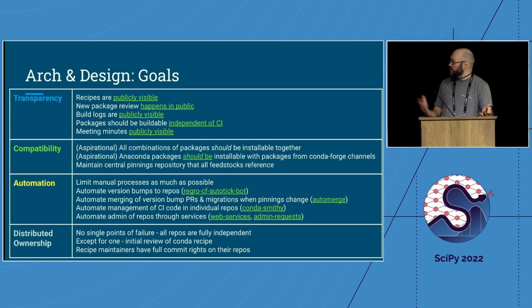And so we've got a couple of goals. Conda-forge is an extremely transparent organization. All the feedstocks are visible, all the recipes are visible, all the logs are visible, though they disappear over time because of constraints on the CI providers. Not much we can do about that.